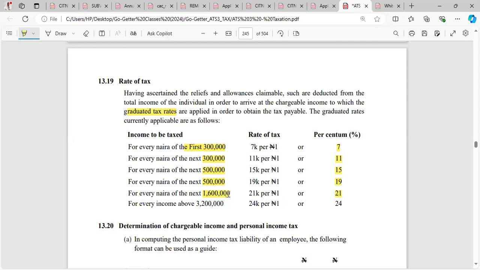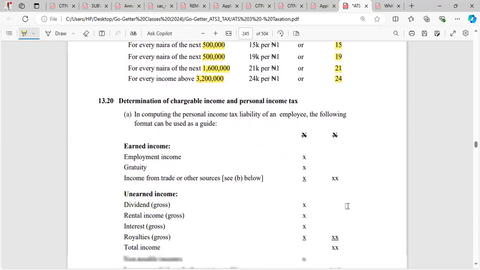He now said, any income above 3,200,000. So that means he starts counting again. After he has counted 3,200,000, and if there's still money, he starts checking that money that is remaining. Any amount it is, he is going to remove 24%. We are going to see an example of how this is done.